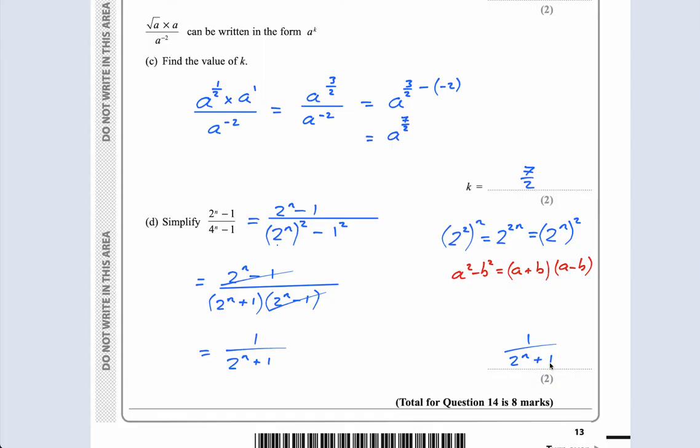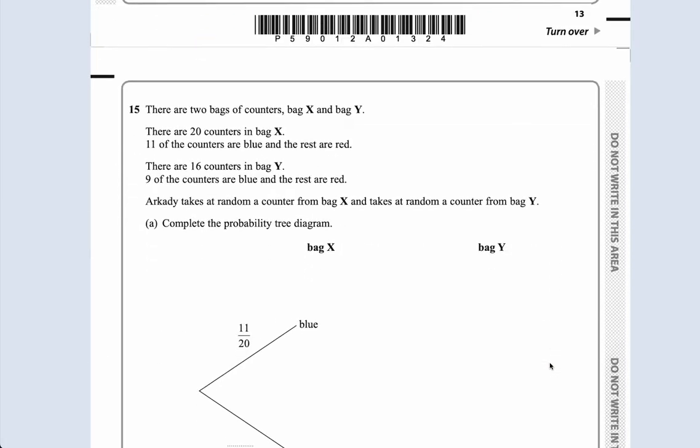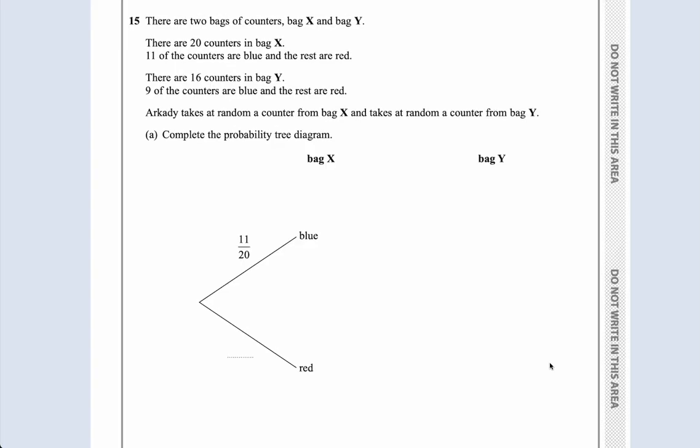Okay, that was hard, guys. That was a difficult question. Question 15. Okay, there are 2 bags of counters, bag X and bag Y. 20 counters in bag X. 11 are blue, the rest are red. Okay, this one I can do pretty quickly, guys. Look, the probability of getting blue is 11 out of 20. The probability of getting red is 9 out of 20.